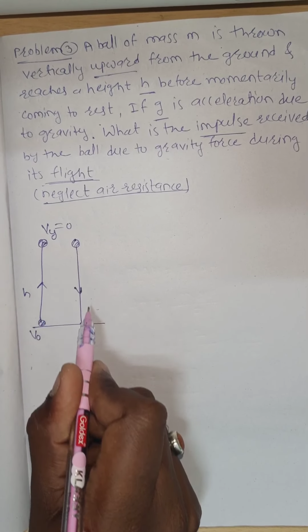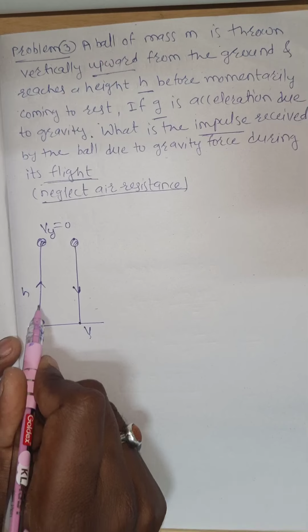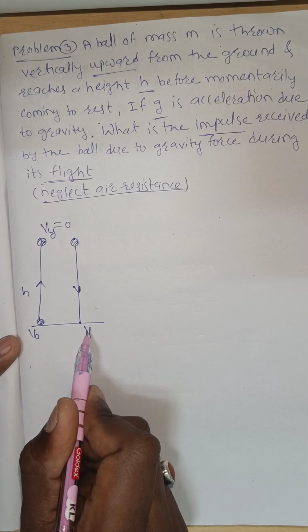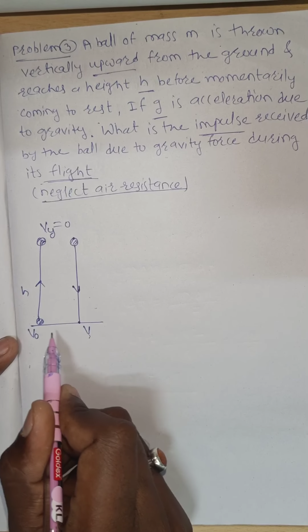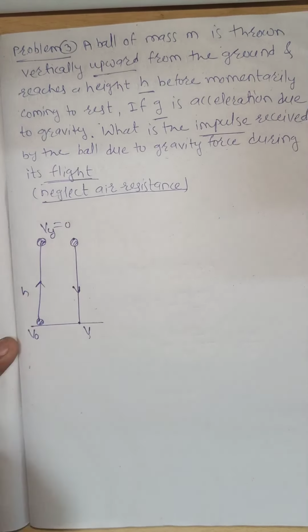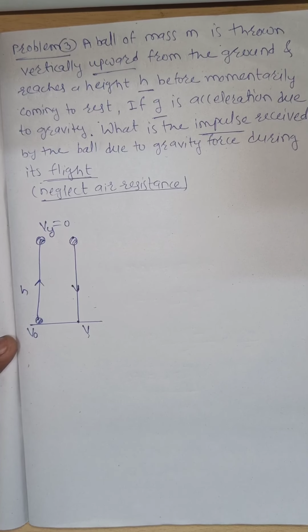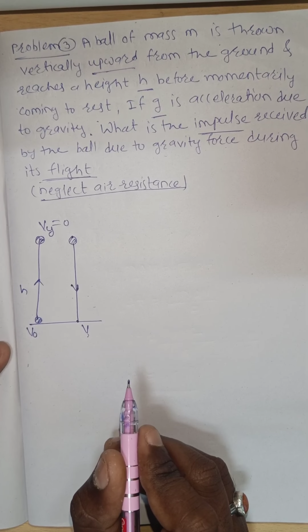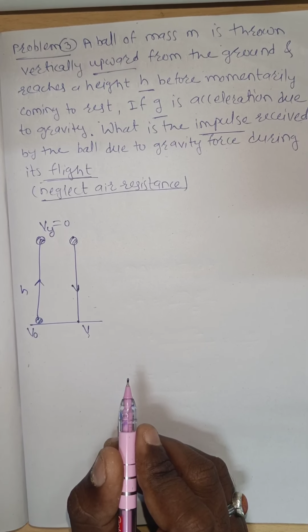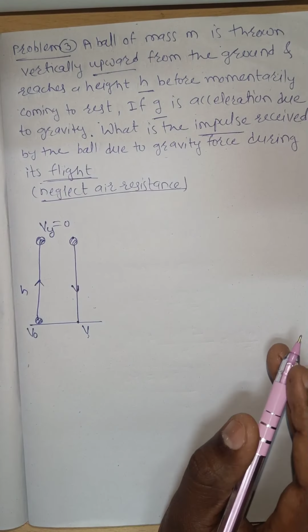Okay, in the complete process, a flight means the ball reaches a certain height and returns to the same position. Flight means the ball starts from the initial position, reaches a maximum height, and again comes back to the same position. That is known as a flight. In that case we have to find the impulse for a flight.